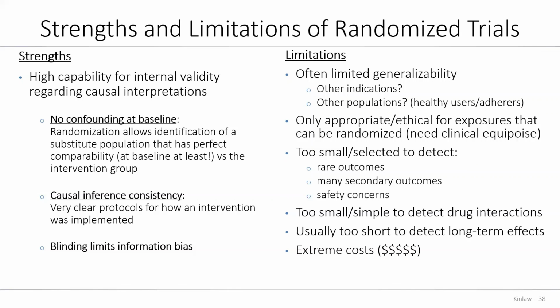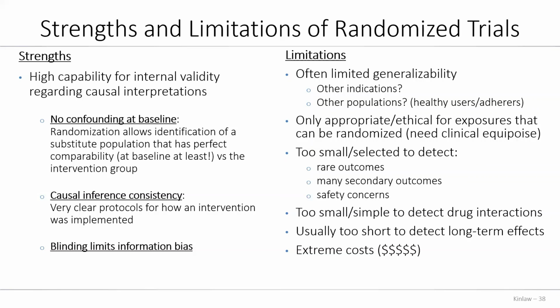Randomized trials are often too small and select to detect rare outcomes, many secondary outcomes of interest, and potential safety concerns associated with medications. Also, especially for the pharmacists in the room, randomized trials are often too small and simple to detect drug interactions. This is the other edge of that sword related to how nice randomized trials are for upholding the consistency rule for causal inference. To do so, they have to be very straightforward and clear with what the intervention arm or arms will actually do. There's often not much wiggle room in classic randomized trials to incorporate multi-level drug interactions.